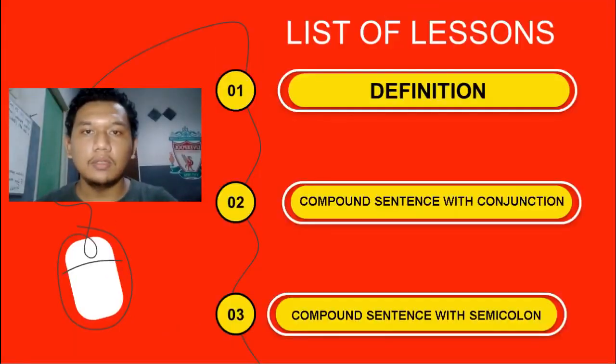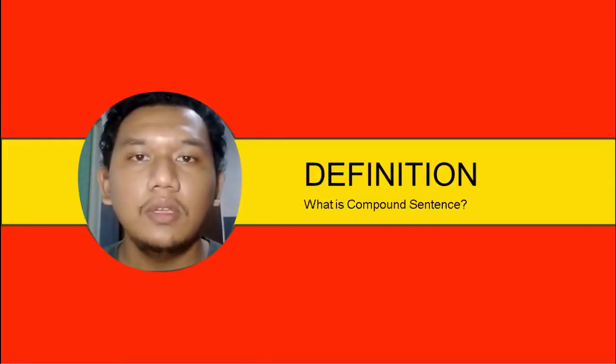Before we begin our lessons, there will be three things that we will learn today. First, what is the definition of a compound sentence itself? Next, how to use a compound sentence with a conjunction. And lastly, we will learn how to use a semicolon in a compound sentence. Without further ado, let's take a look at the definition.